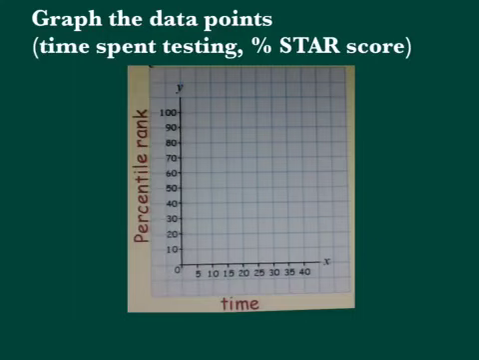In the next example, graph the data points that were given to you by your teacher. There should be some data points from the STAR reading test, or the STAR math test, showing the percentile rank for the Y and the time that students spent taking the STAR math test. So the percentile rank and the time. So take a few minutes now, pause the video, put those data points on the graph that was given to you.